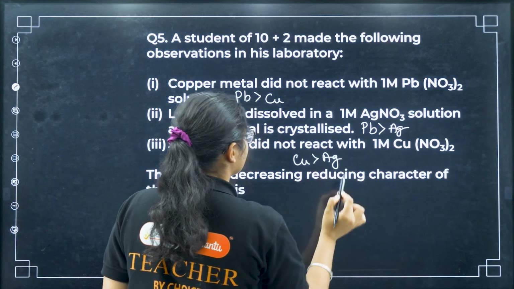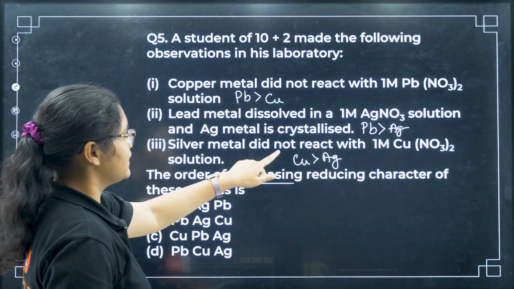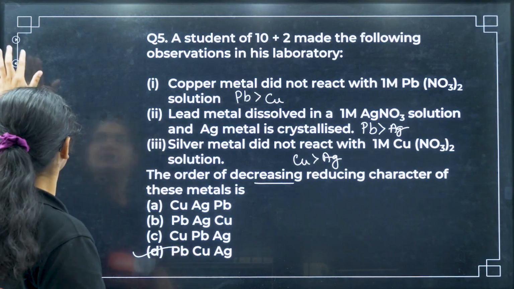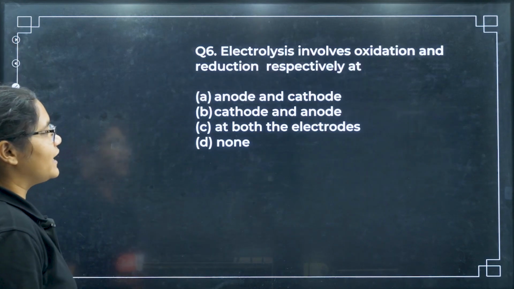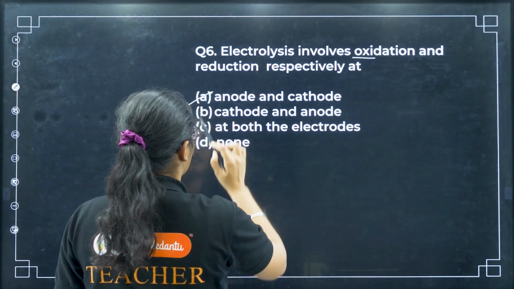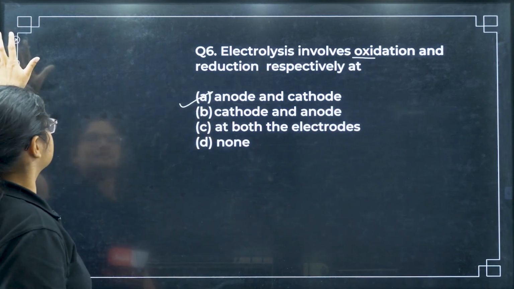So what is the order of reactivity? We have to arrange them in the decreasing order. So I will have lead first, then copper and then silver. So option number D here. Next, electrolysis involves the oxidation and reduction respectively. So oxidation is always at anode and reduction is always at cathode. Option number A. Easy question this one.